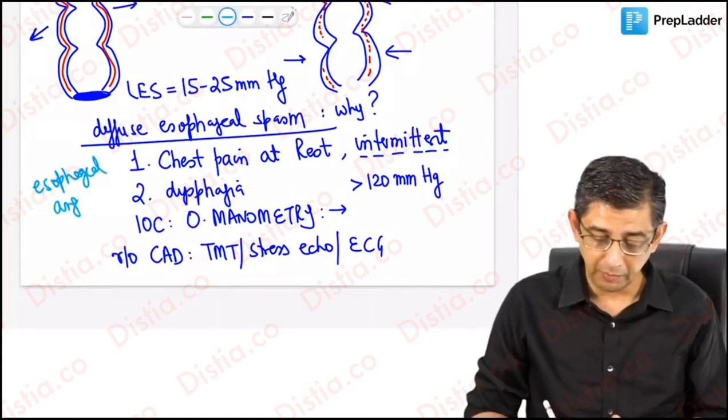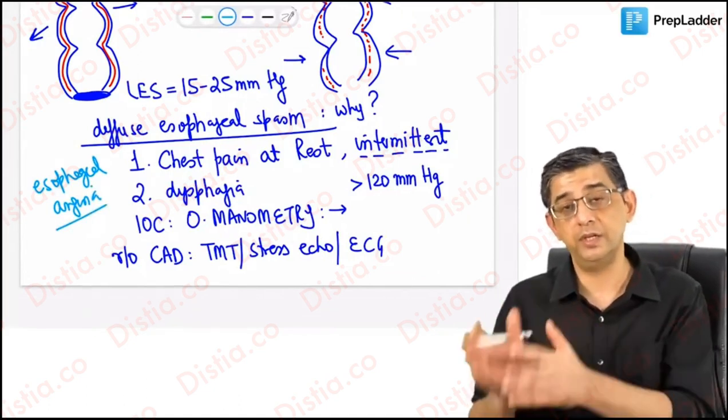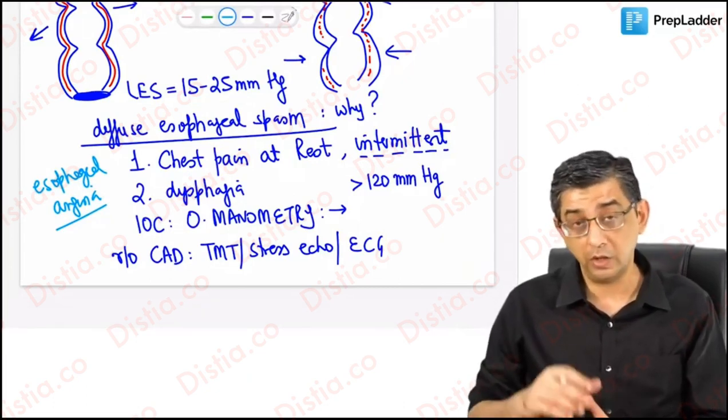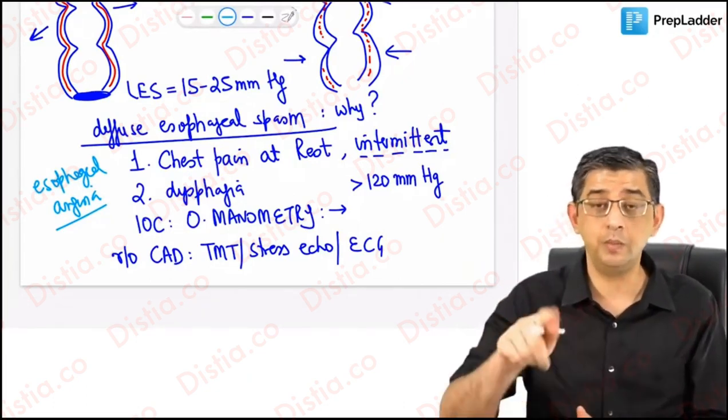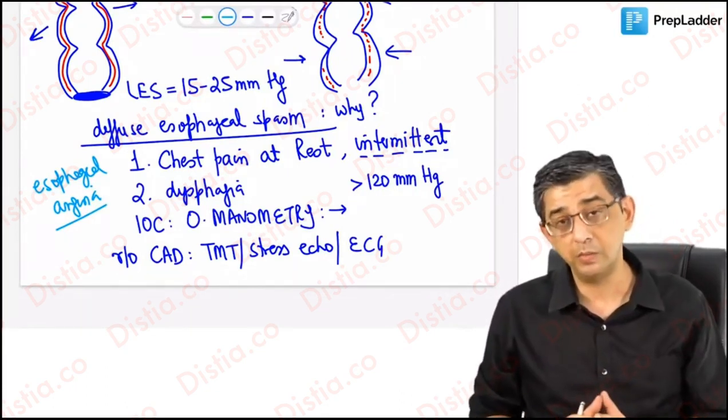In fact, lots of time in the exam, the way they will give the question, you will be tempted to answer it as chronic stable angina, coronary artery disease. But please appreciate the fact that in chronic stable angina, also the symptoms of chest pain come on exercise. Here is having symptoms at rest. And as such, the cardiac profile is normal.